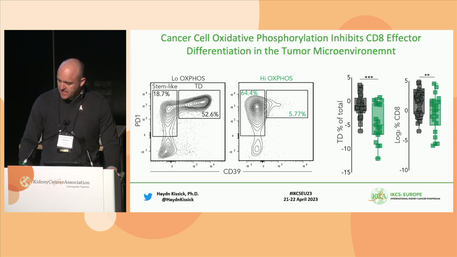What I'm showing you here on the left is a low OXPHOS patient. What you can see is we've gated onto the T cells. We have the stem cells on the left and these more effector-like cells on the right. This patient has everything going right. They've got a stem population. They're generating the cytotoxic cell. This is a good immune response. And we sort of know you need all that happening to respond to PD-1.